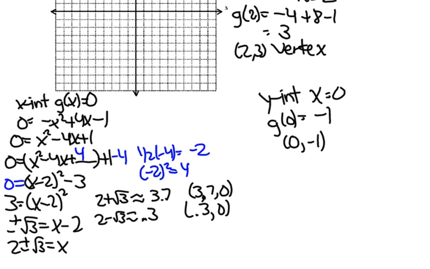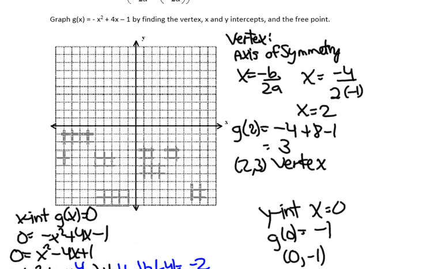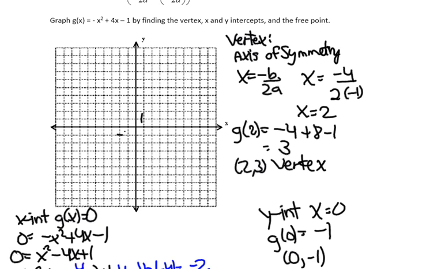Now let's go back and plot these 4 points. I'll label my axes as such. I have a vertex (2, 3) and a y-intercept (0, negative 1). One of my x-intercepts is about 0.3, 0, so that's about there, and the other one's about 3.7. Now, I'm going to draw my axis of symmetry here.